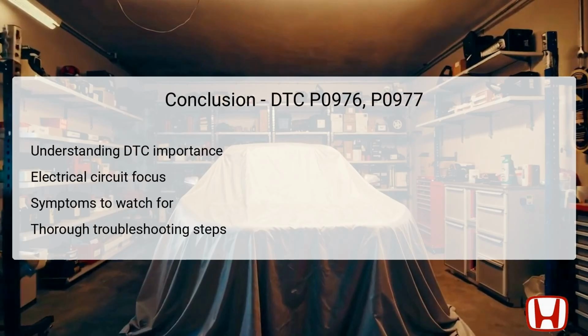In summary, understanding the significance of DTCs P0976 and P0977 is vital for maintaining the performance of the Honda Pilot's automatic transmission. Since these codes are solely related to electrical circuit problems, focusing troubleshooting efforts on the wiring and connections is paramount. Recognizing symptoms such as erratic gear shifting and delayed engagement can lead to timely repairs and prevent further complications.